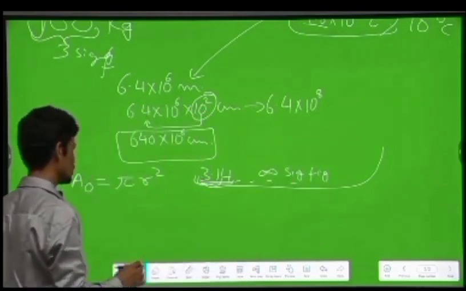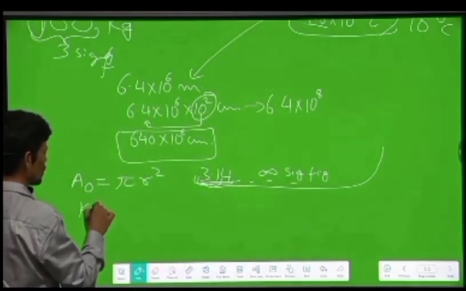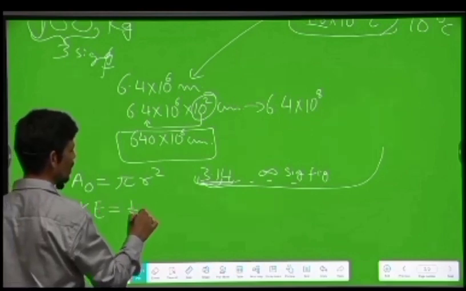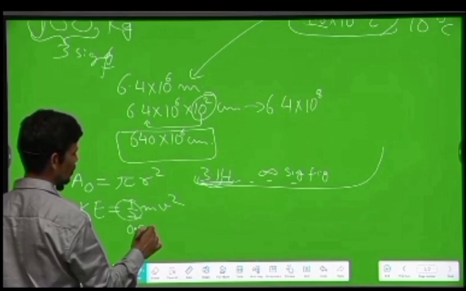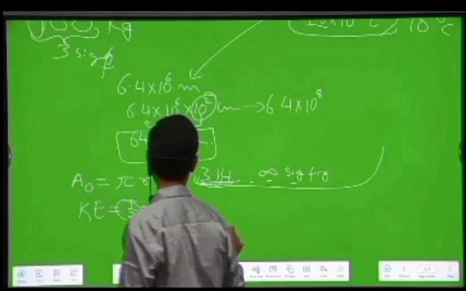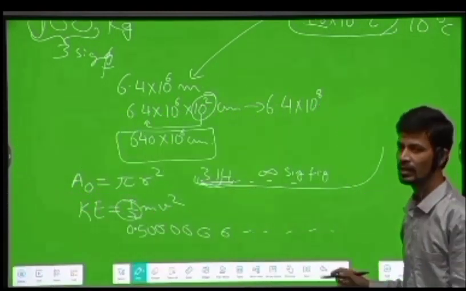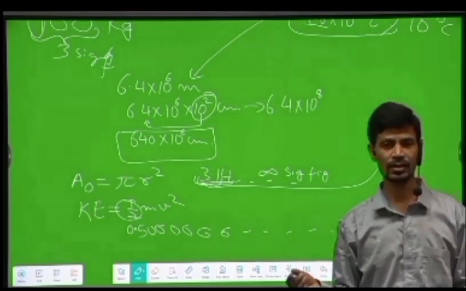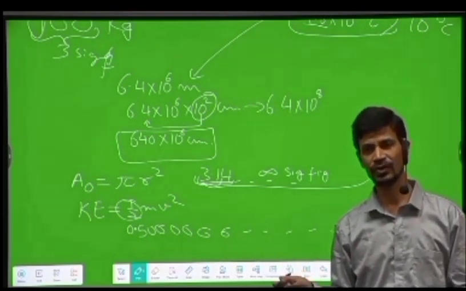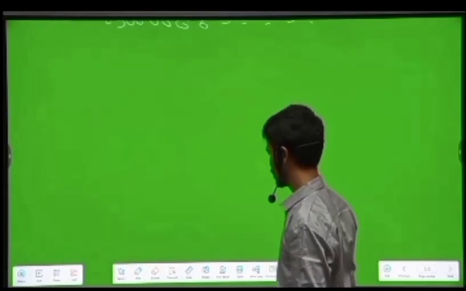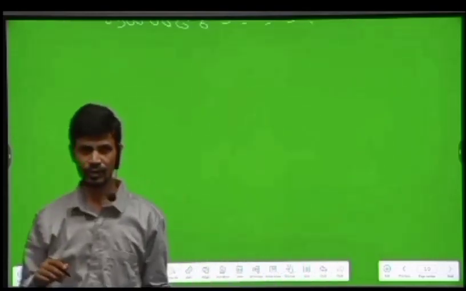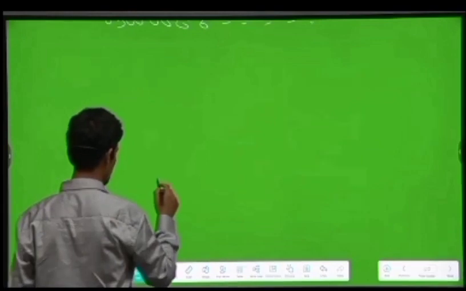Let me explain you once again. Like in kinetic energy, half mv square, this half is 0.5, but we can write it 0.50000000. So it can have infinite number. We can consider it to have infinite number of significant figures. Okay, pure number. All right. So now, before moving on, let me tell you something about rounding off also.